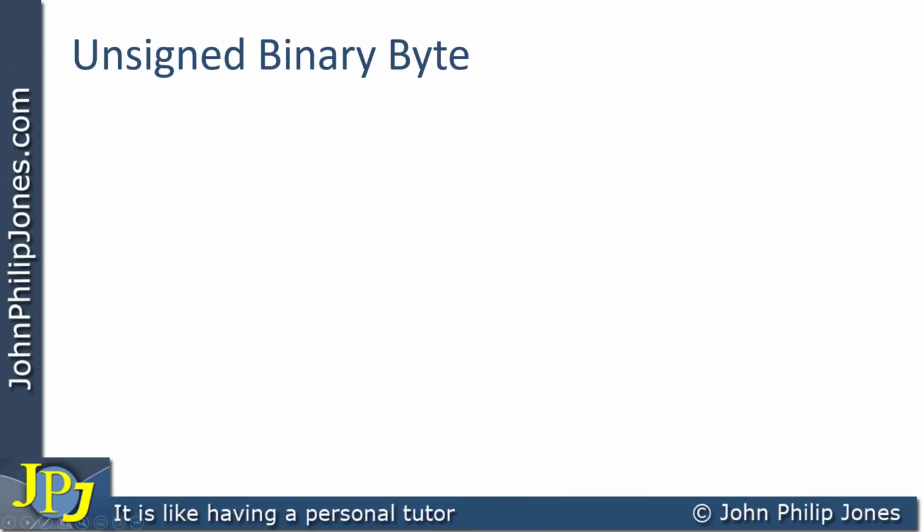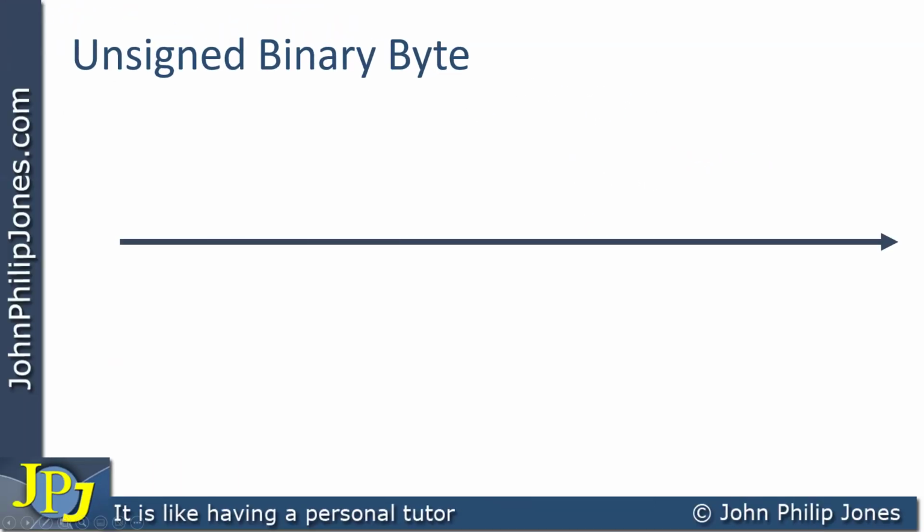Let's have a look at the number line associated with an unsigned binary byte. We know we can mark the beginning of the line off as 0, and further along we can mark it off as 255.